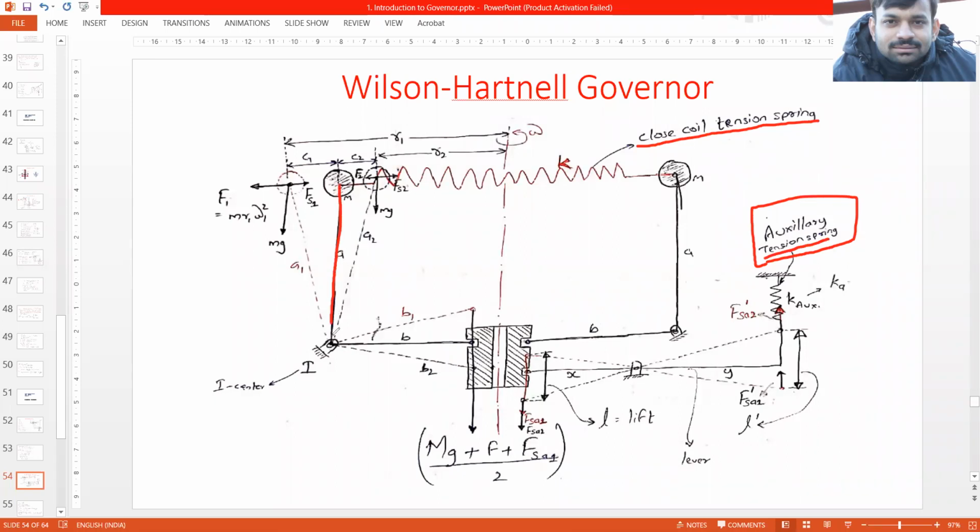So when the initial position is something like this, it is at its mean position. The arm length is A, this arm length is B, and over here it is connected to another lever. So this distance from fulcrum to sleeve is X, and from fulcrum to axis of the spring is Y. Now this auxiliary spring, its stiffness we'll name as Ka, and this central spring, its stiffness is K.